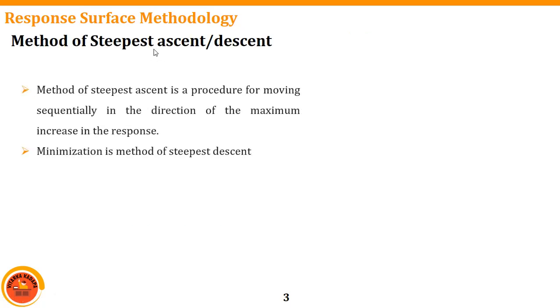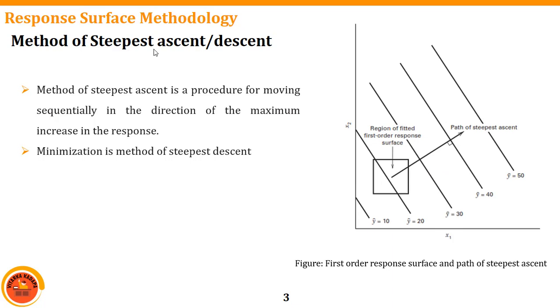Steepest ascent means maximizing the response, maximizing the output. Descent means minimization, coming towards the dip. Response surface methodology is going to talk about this steepest ascent and steepest descent only. So here I can show the direction of the steepest ascent, in which the y increases rapidly.